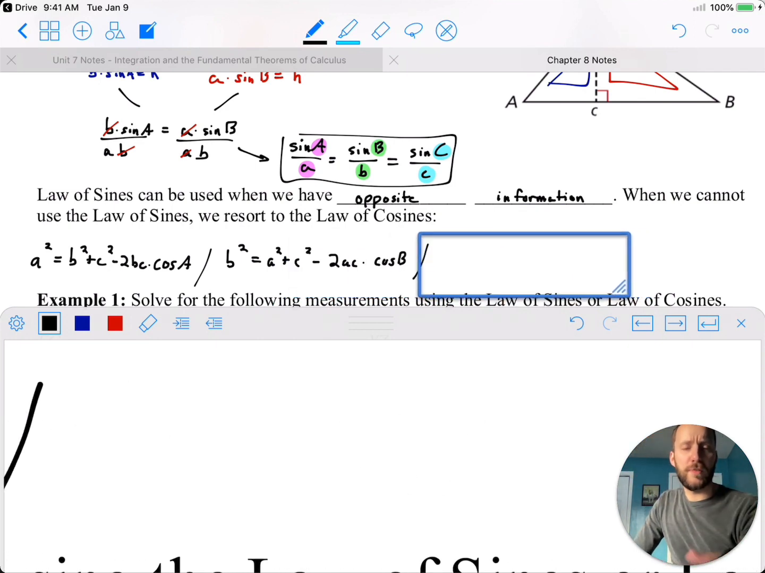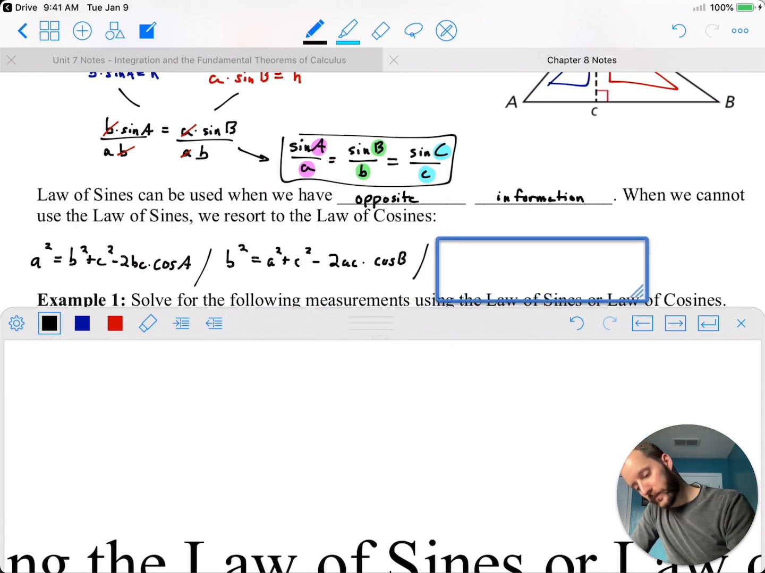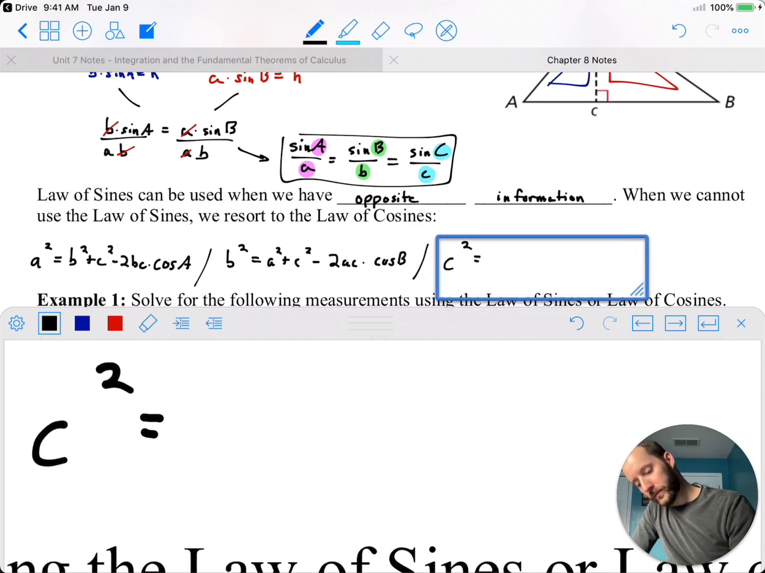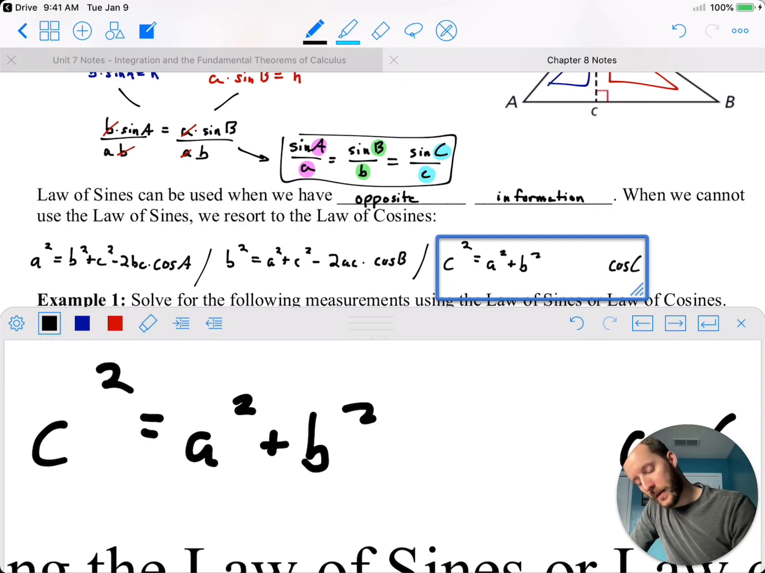So for the third variation, for little c and big C, pause the video, try to write it, then start the video up and see how you did. So little c squared equals, over to the right, cosine of big C. Then fill in the middle: the other two letters in a Pythagorean theorem looking thing. a squared plus b squared, minus 2 of those letters, ab, times cosine C.